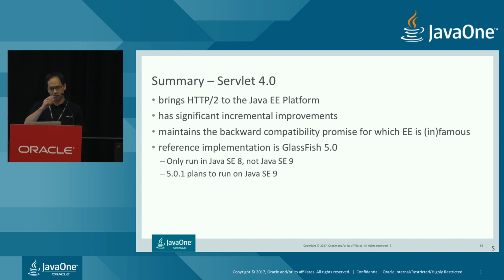Okay, as a summary, Servlet 4.0 brings HTTP/2 to the Java EE platform. And this is a significant improvement for the web. And we are also backward compatible. And you can download GlassFish 5.0 and try out the new features in Servlet 4.0. Now, one thing that I would like to mention is that right now, 5.0 only runs on JDK 8. It does not run on JDK 9 yet, and we are working on version 5.0.1, which will run with Java SE 9. Okay, thank you.